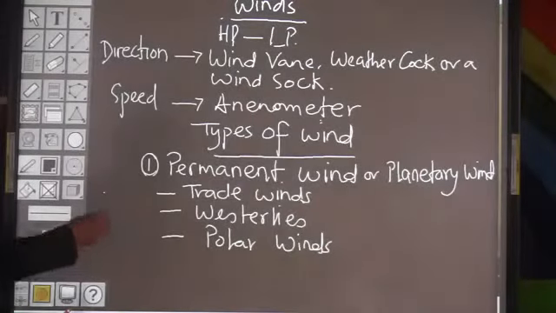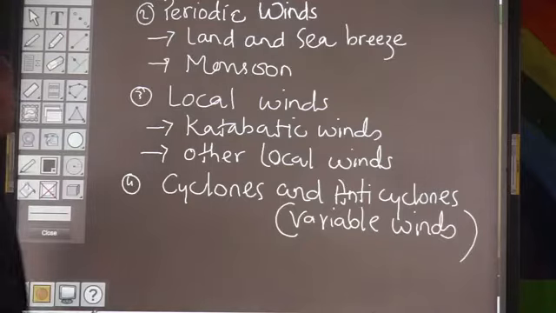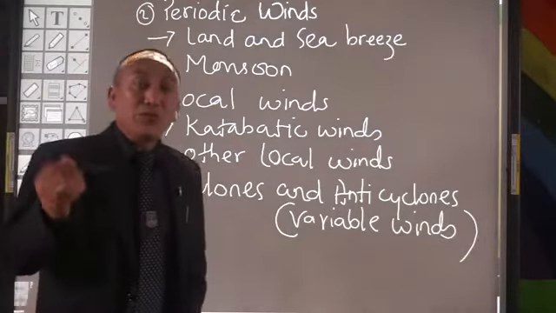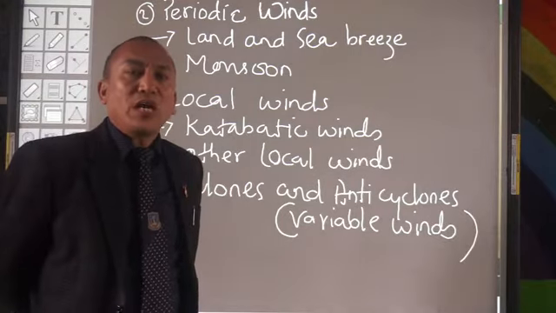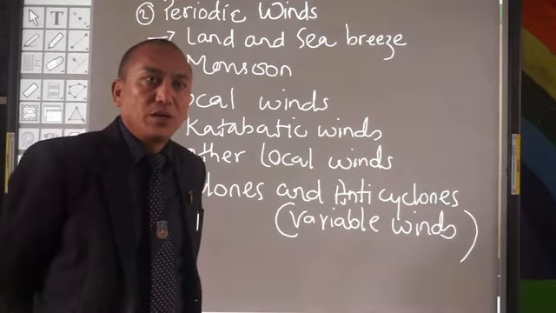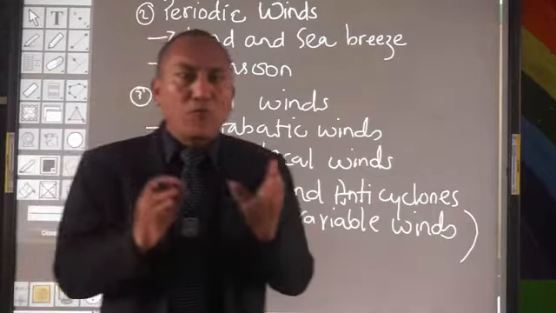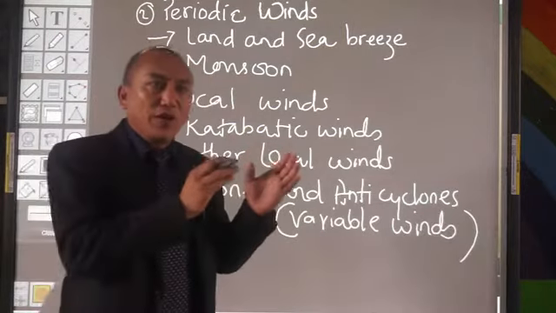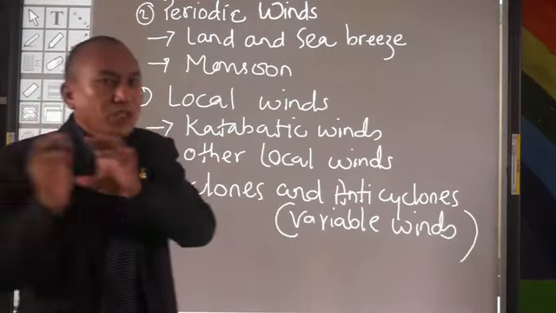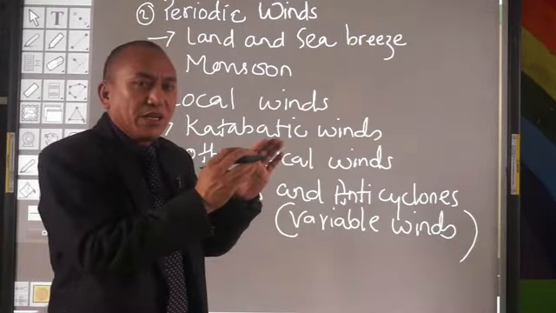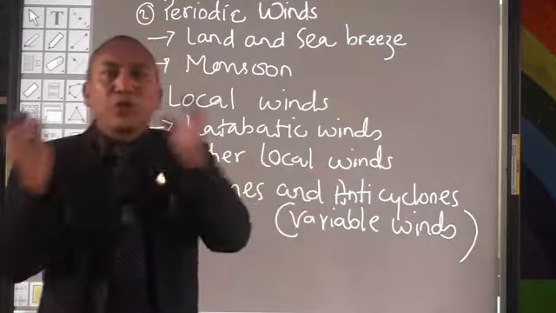So now let's see a little bit further. Let's go to the next page. Now the second type of wind which we have is called the periodic winds. Now what are the periodic winds? Periodic winds are those winds which blow for a certain period. They blow in one direction for a certain time, and again they blow in the opposite direction in the other time. That is called periodic winds.